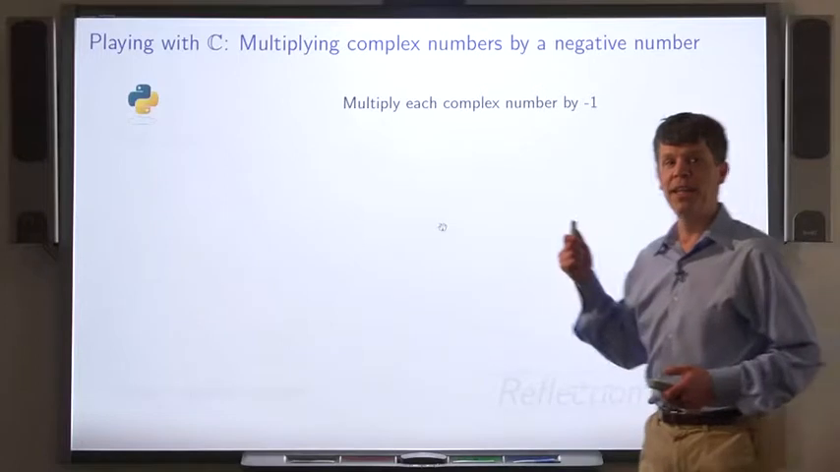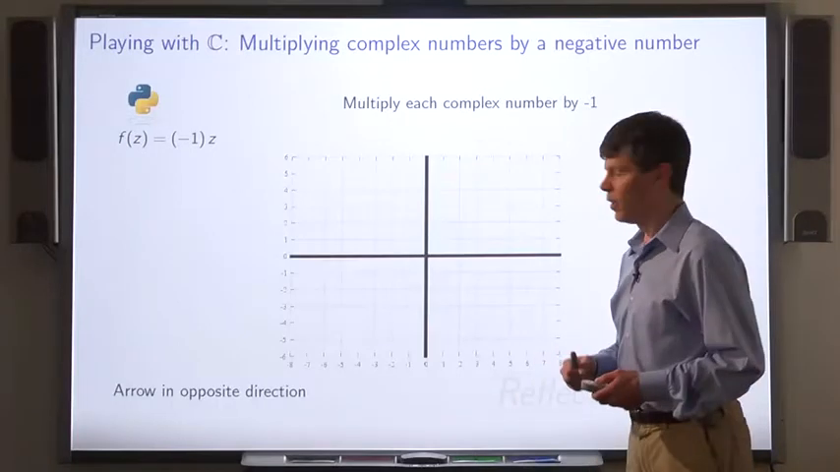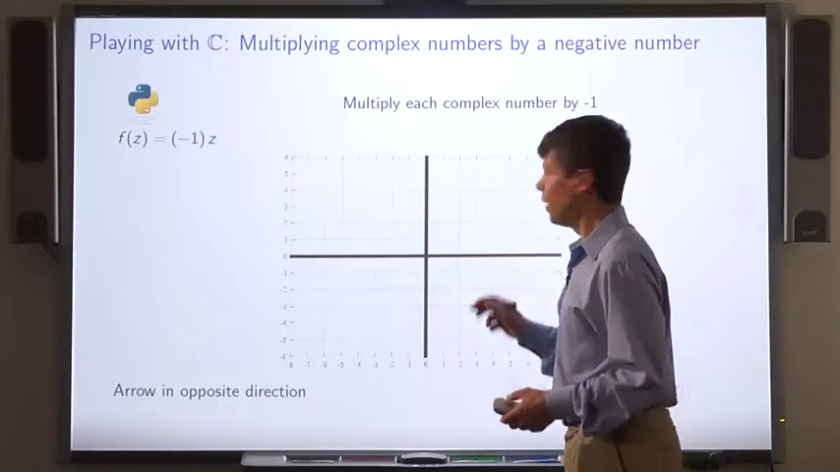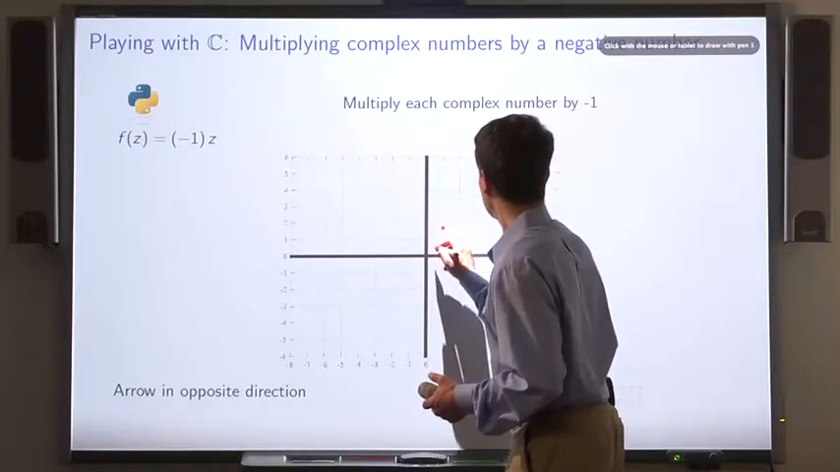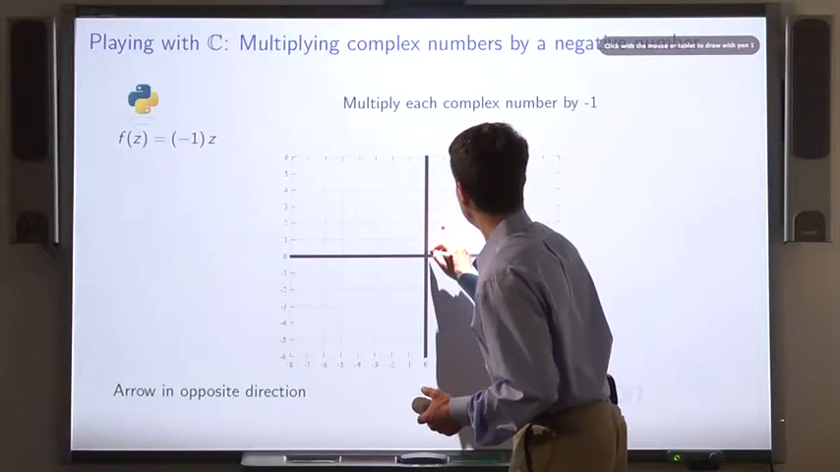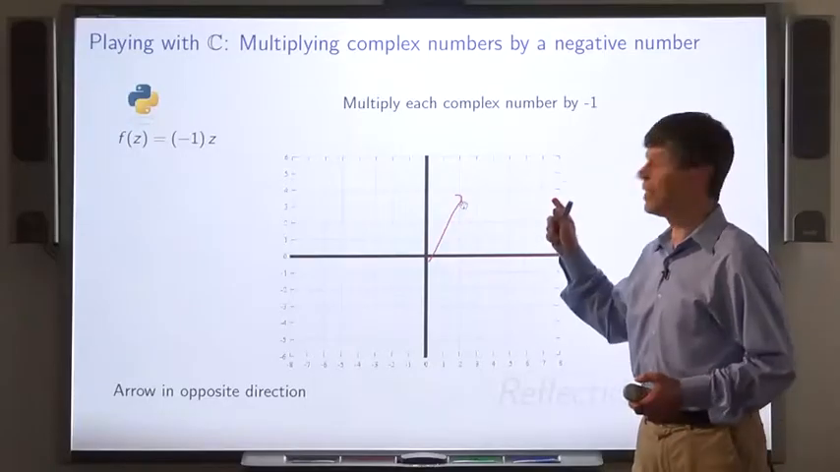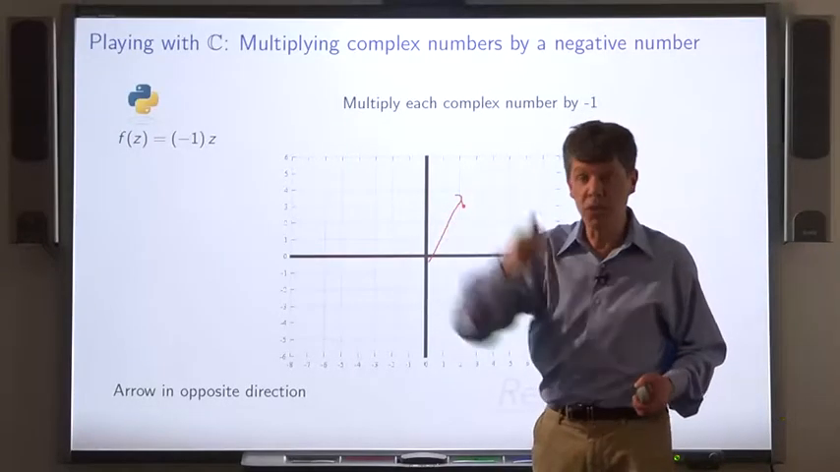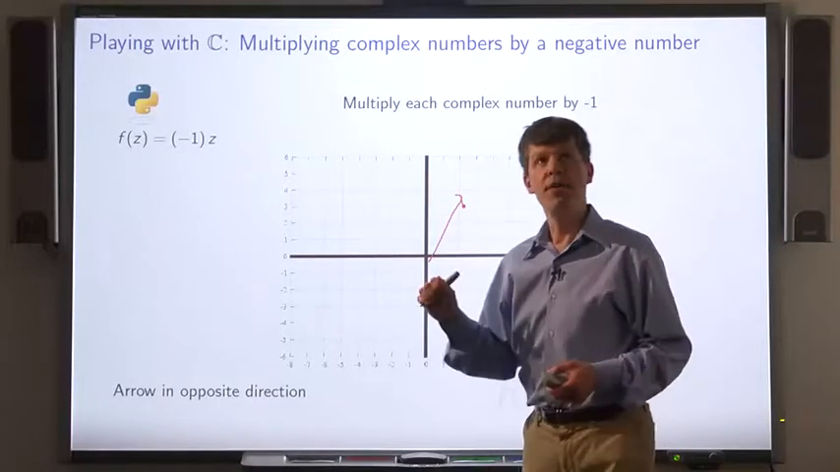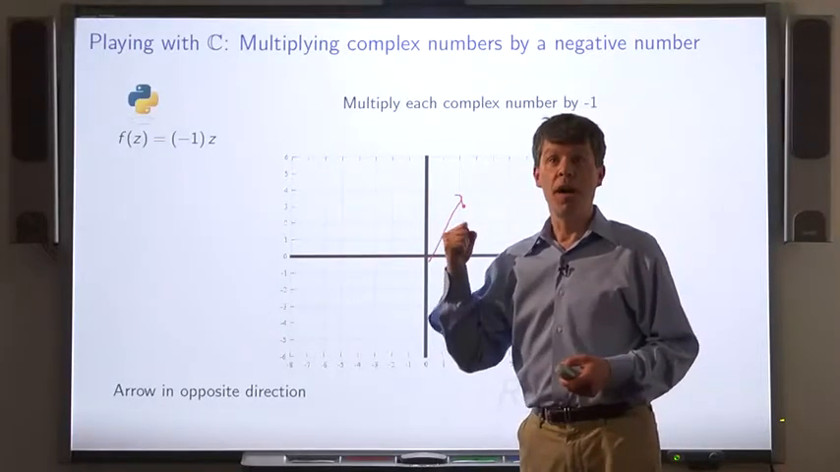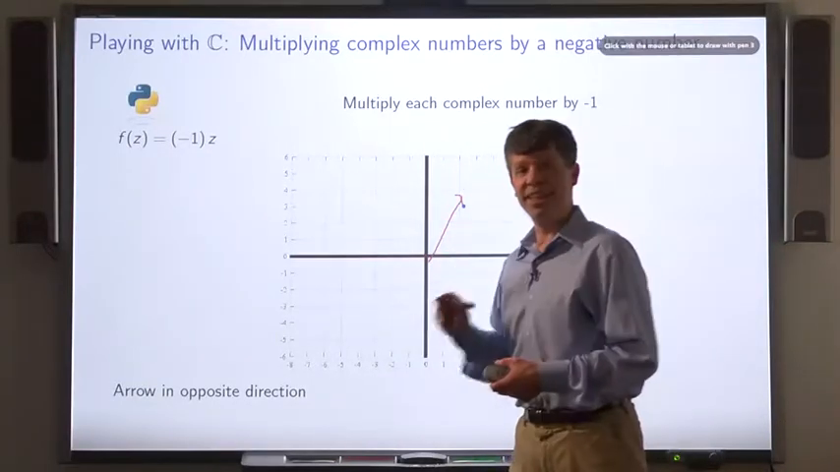What about if we multiply a complex number by -1? Let's try that. Let's start with the same complex number, 2 plus 4i. Multiplying this by -1 means multiplying the real part by -1 and the imaginary part by -1. So we end up with -2 plus -4i, which is an arrow that goes in exactly the opposite direction.